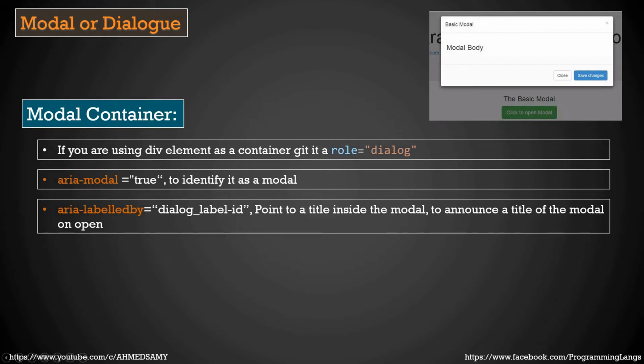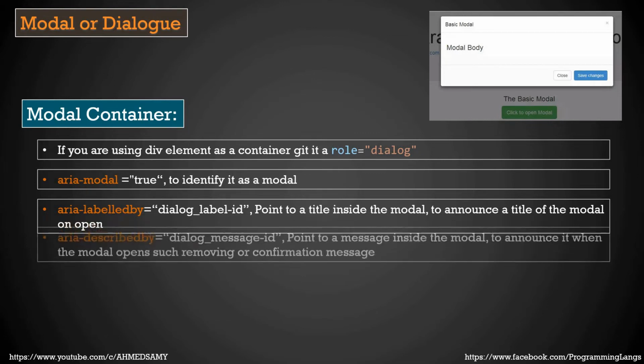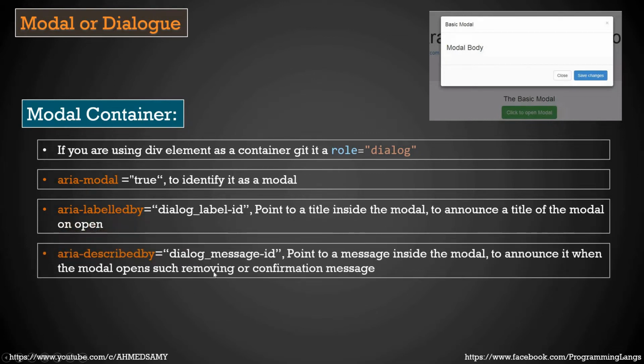If this modal is showing a custom message, you can give it aria-describedby with the dialog message, which you can see in the modal body. Usually this is very common, especially for confirmation modals, removing something, confirming, adding something. So you add the modal title header and the modal message. That is the theoretical part, how you can do the modal.